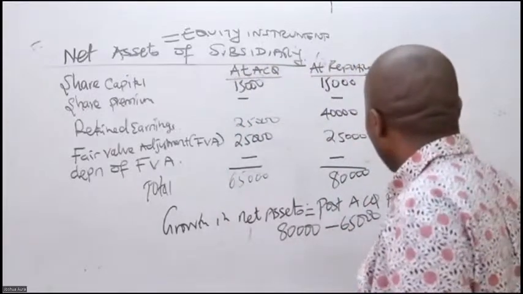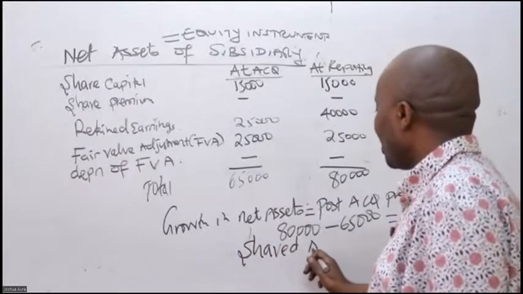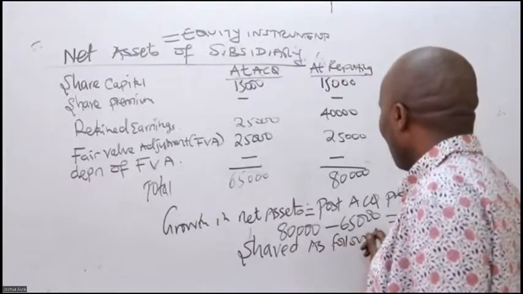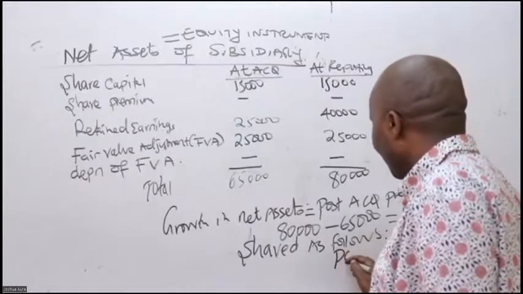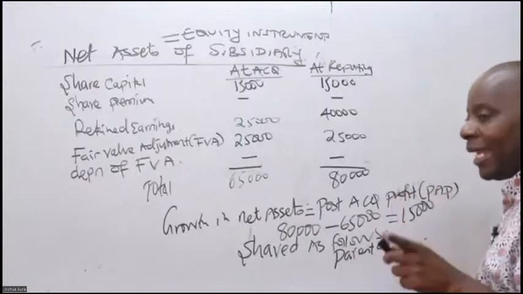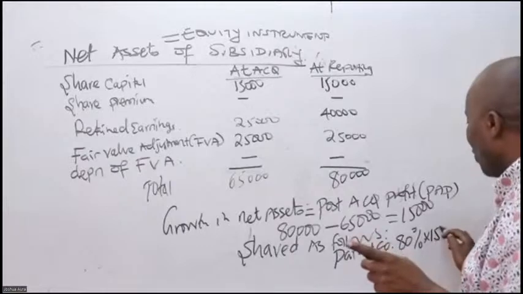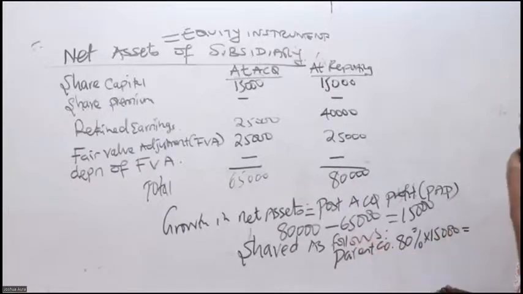So this is shared as follows. We have the parent company, which owns 80%. So 80% of 15,000, what do we have here? 12,000.